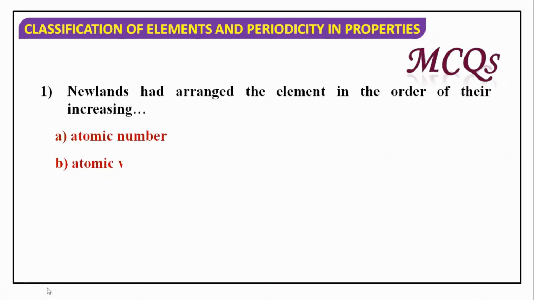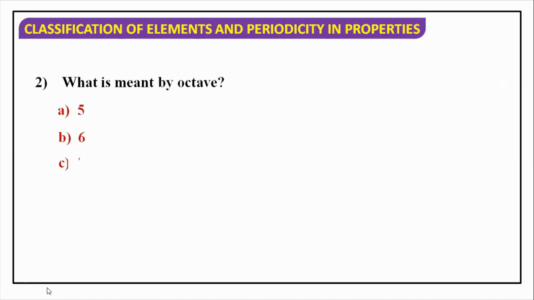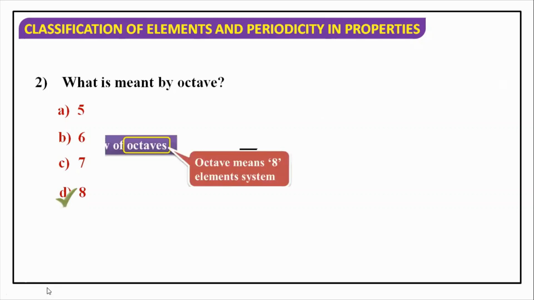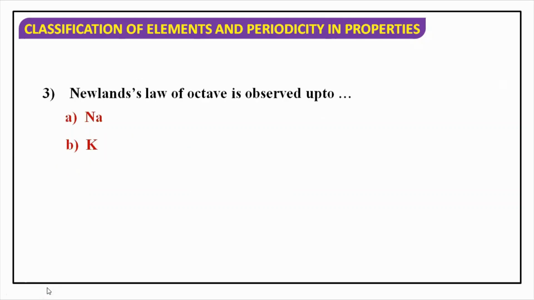So Newland has arranged the elements in the order of their increasing what? Atomic numbers, atomic weights. Okay, so we have atomic weight. What is meant by octave? Very simple. 8. Newland's law of octave is observed up to only calcium.